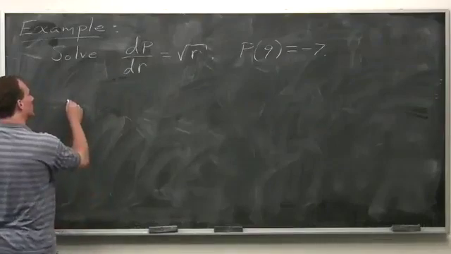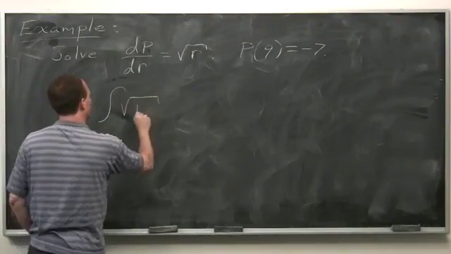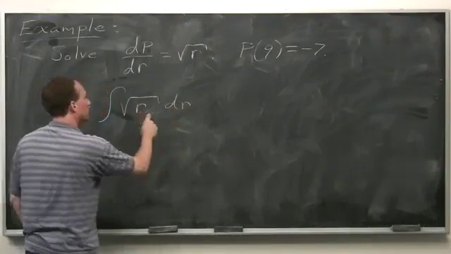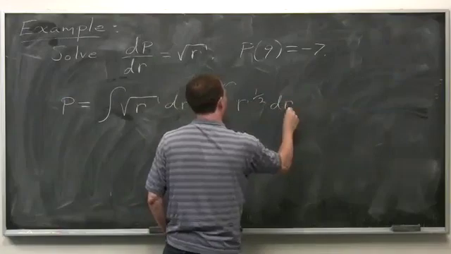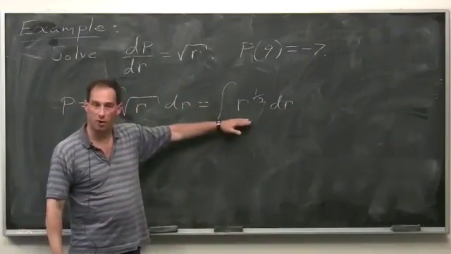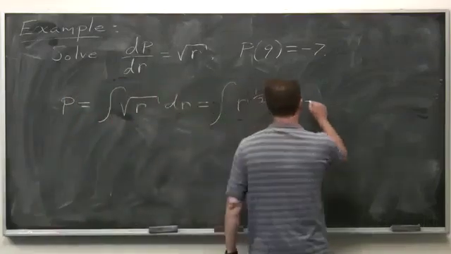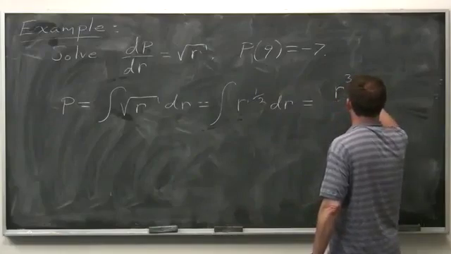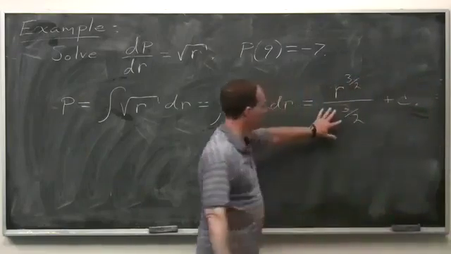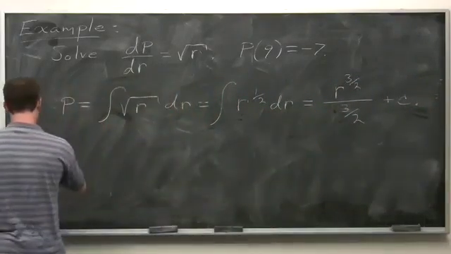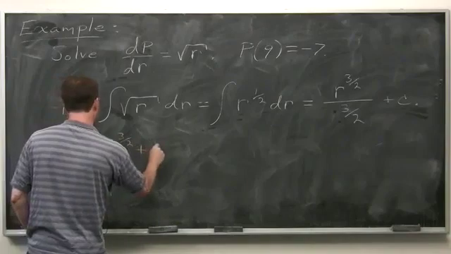Well, this says p is something whose derivative is the square root of r. So p is an antiderivative of the square root of r with respect to r. Write this as r to the 1/2. So the general antiderivative of r to the 1/2 with respect to r: you add 1 to the exponent, so you get r to the 3/2, and you divide by the new exponent, 3/2, and you put in a plus c. We can invert and multiply this, so you get p is 2/3 r to the 3/2 plus c.